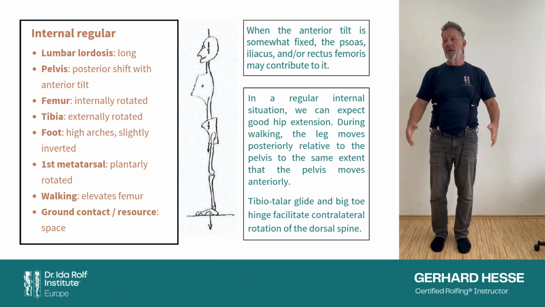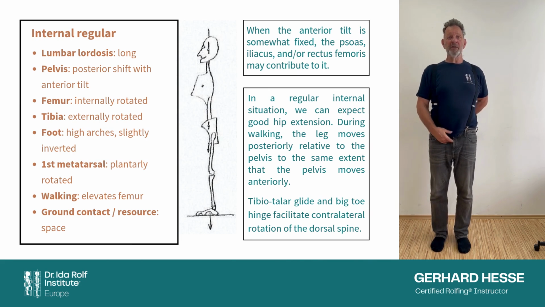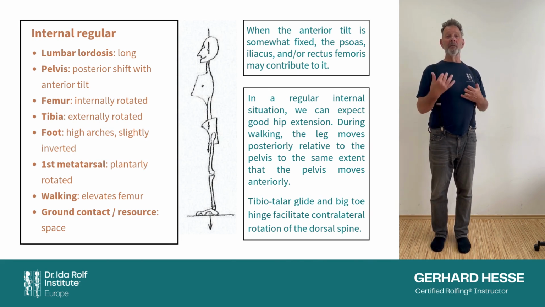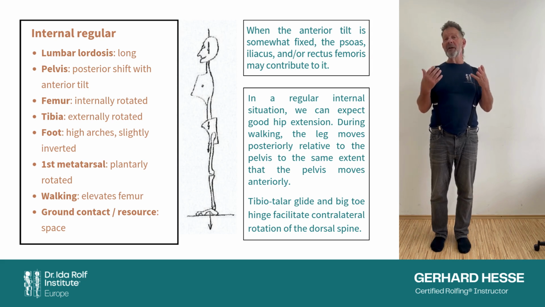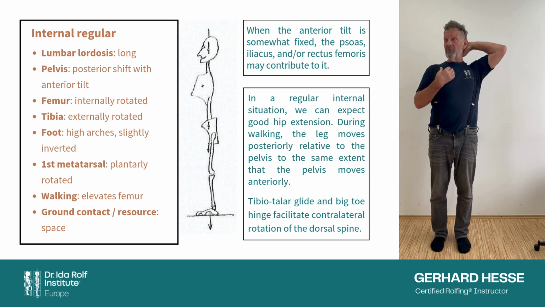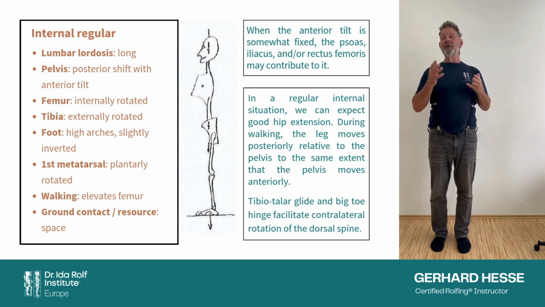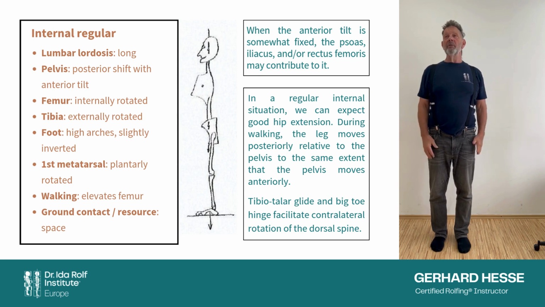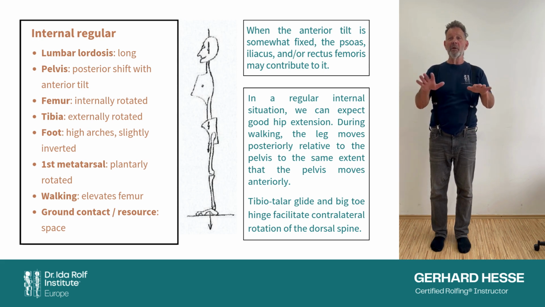Internal regular, we have a posterior shift and the anterior tilt. Means the lumbar spine comes in a nice curve. Very often we find it really elongated up in the thoracic spine, very nicely. The head is more in space orientation. Quite often it's a good alignment on the lateral side. The pelvis shifts posterior to anterior, the femur is rotated internal, the tibia external, we have high arches. So here we really expect a good toe hinge, a good tibiotalar glide, hip extension, all these things.